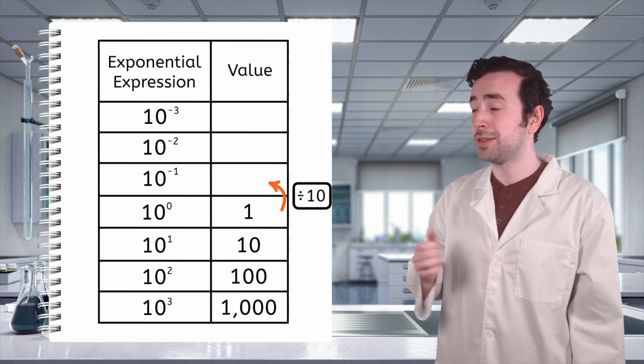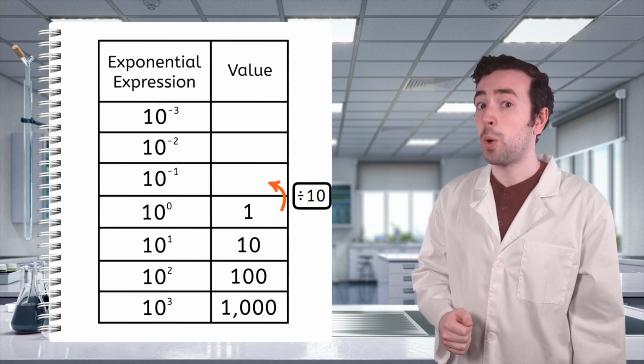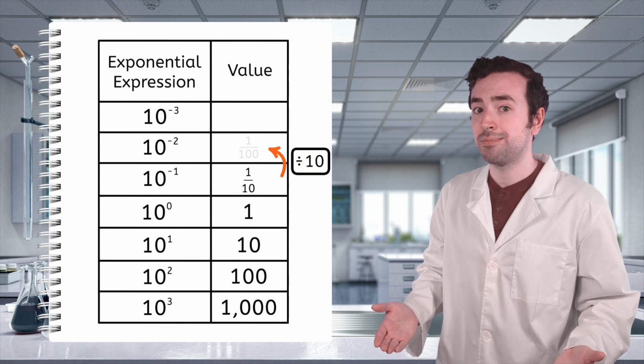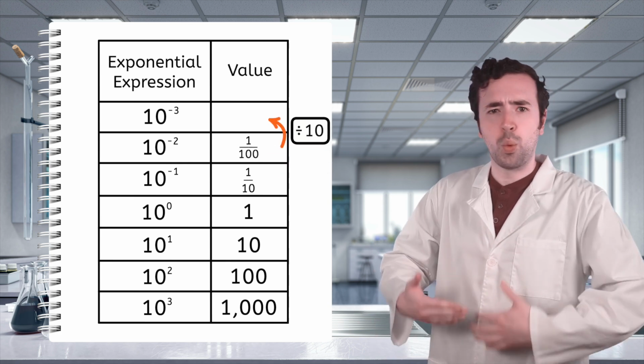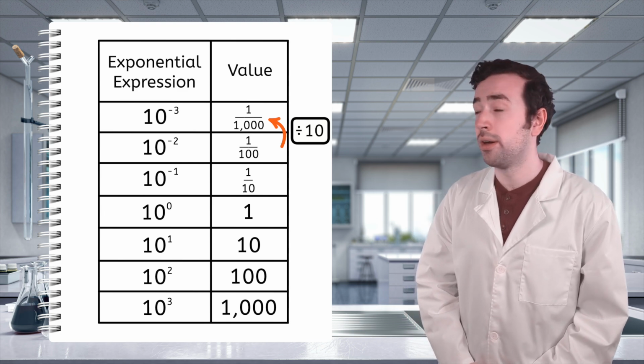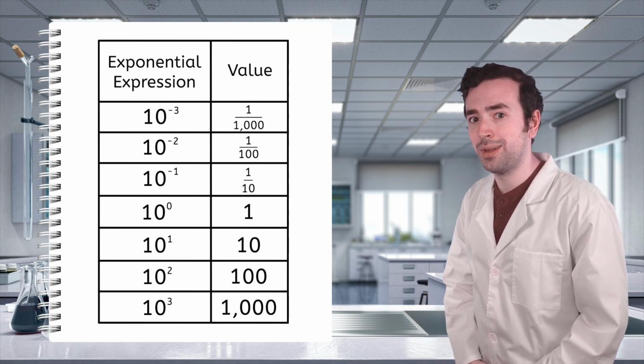What's 1 divided by 10? 1/10. 1/10 divided by 10? That's 1/100th. And 1/100th divided by 10? 1/1,000th. Wow, those values are small.